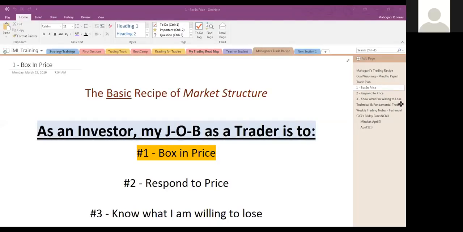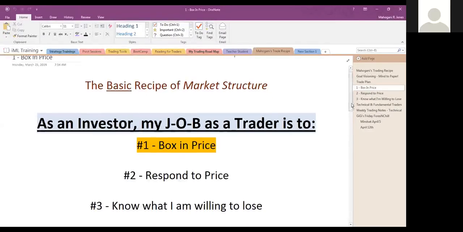You guys got to remember, we are investors, okay? We're not here to work for somebody and make somebody else money. You are an investor, and your job as an investor is three things. I say three things: box in price, respond to price, know what you are willing to lose. That is your job as an investor. And that is the basic recipe for market structure.